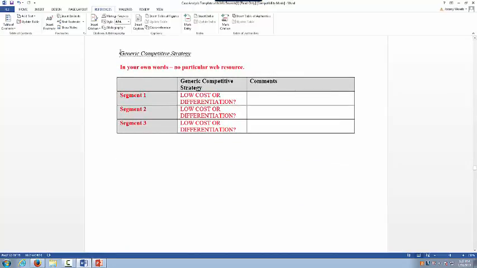After that, I want you to talk to me about generic competitive strategy. That's similar to the economic logic up in the overall strategy section in the Hamburg model. I want you to tell me whether the company competes on cost or differentiation in each of those 3 customer segments that you identified above, and then give me a couple of sentences on why you think they compete on price or on differentiation.